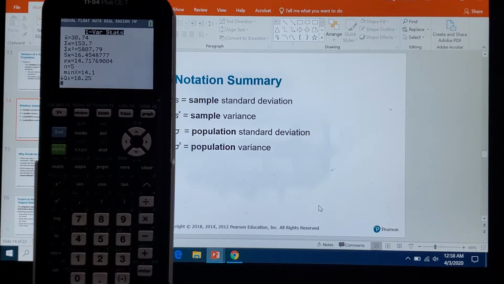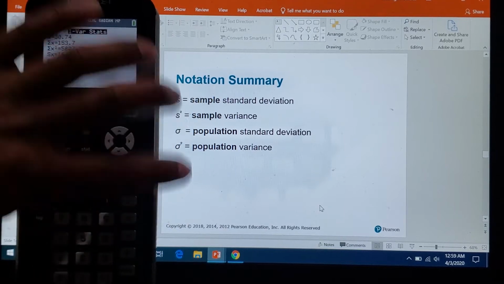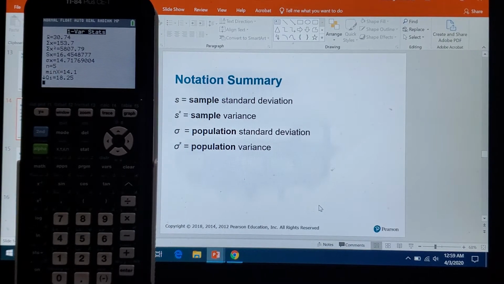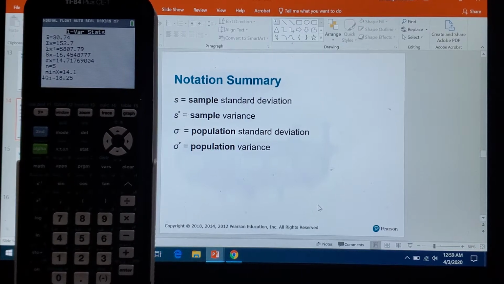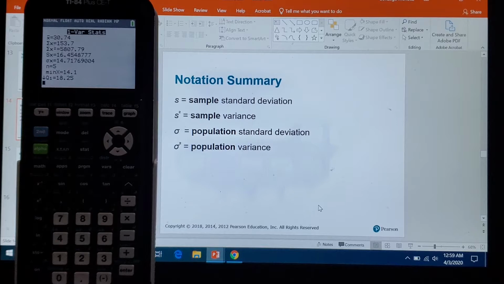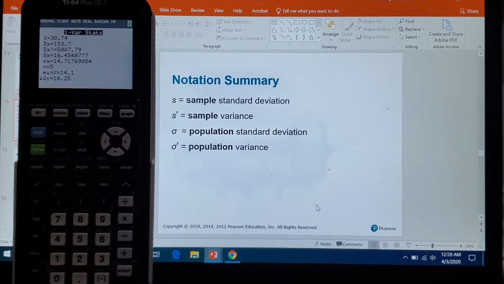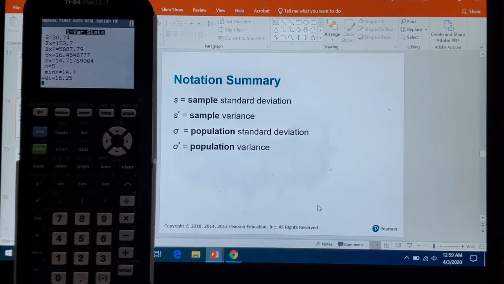But what are these good for? So here's just some notations. So again, S is sample standard deviation. S squared is the sample variance. Lowercase sigma is the population standard deviation. Lowercase sigma squared is the population variance. So all you have to do is square the standard deviations and it'll give you your variance.